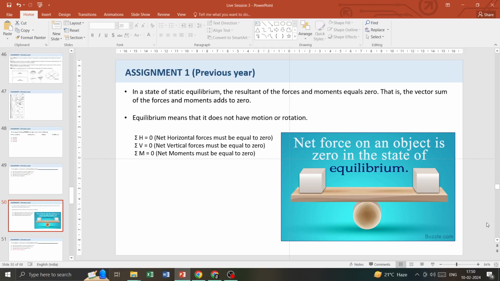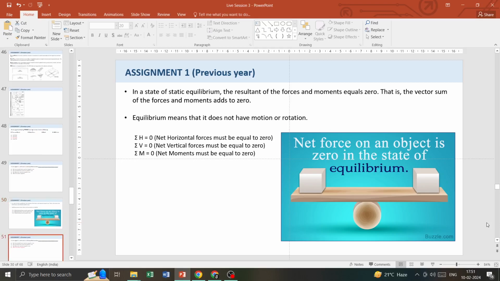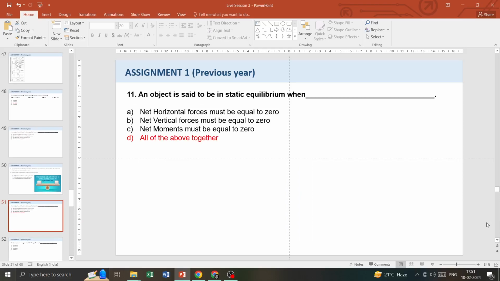So net force on an object is 0 in the state of equilibrium, which means that summation H is equal to 0, which means net horizontal forces must be equal to 0. Summation V equals 0, which means that net vertical forces must be equal to 0, and summation M equals 0, which means net moments must be equal to 0. So our answer is all of the above. An object is said to be in static equilibrium when net horizontal force is 0, vertical forces are 0, and net moments are 0.